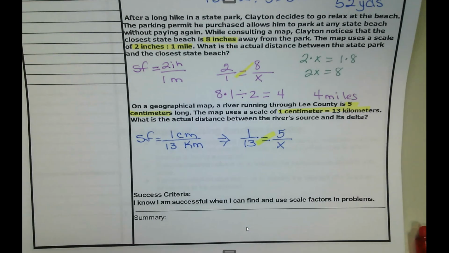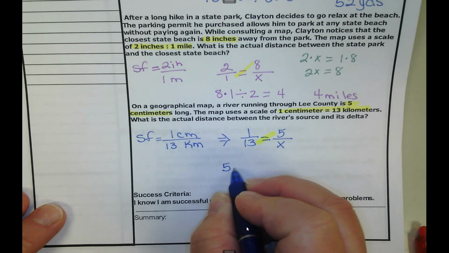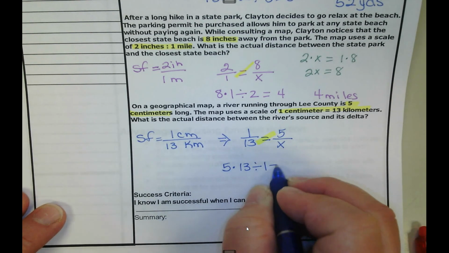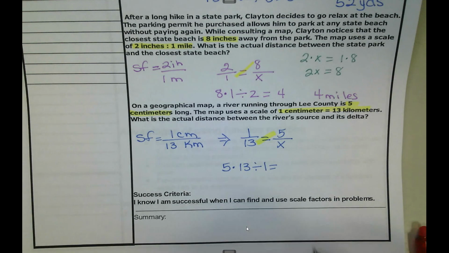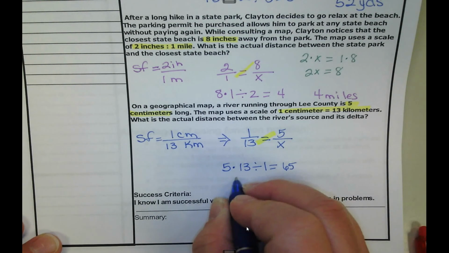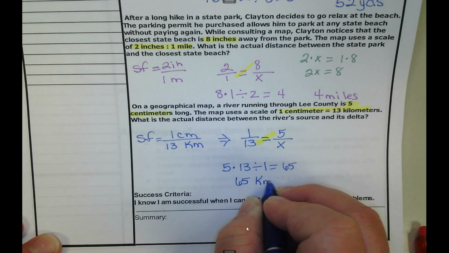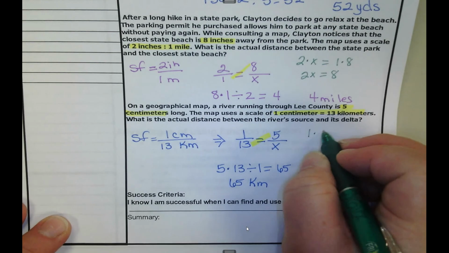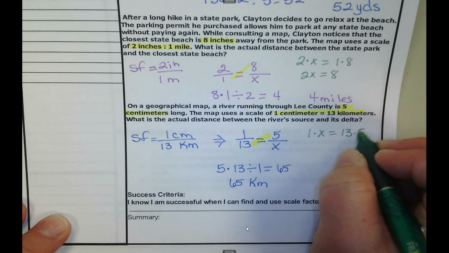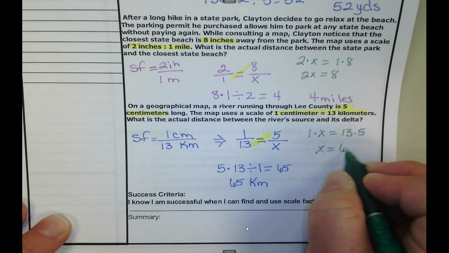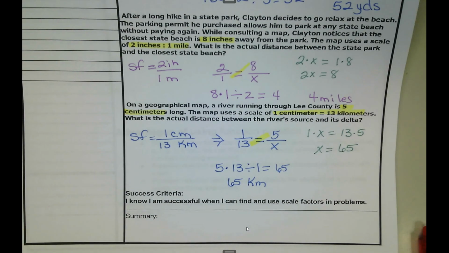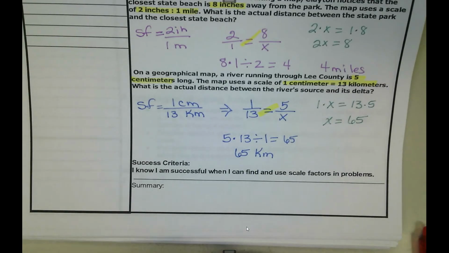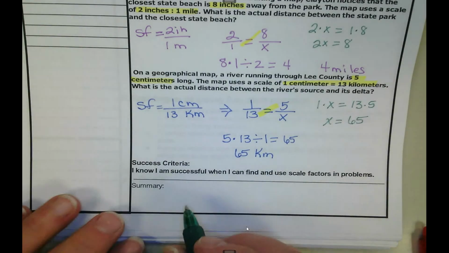Five times 13 divided by 1. Okay, 5 times 13 divided by 1 is 65. So that would be 65 kilometers, km. If you're still struggling, that's okay, and don't feel comfortable. 1 times x is equal to 13 times 5. So x is equal to 65. This time you're multiplying by 1, so it doesn't make any difference. So finding scale factor and lengths is what we're doing.